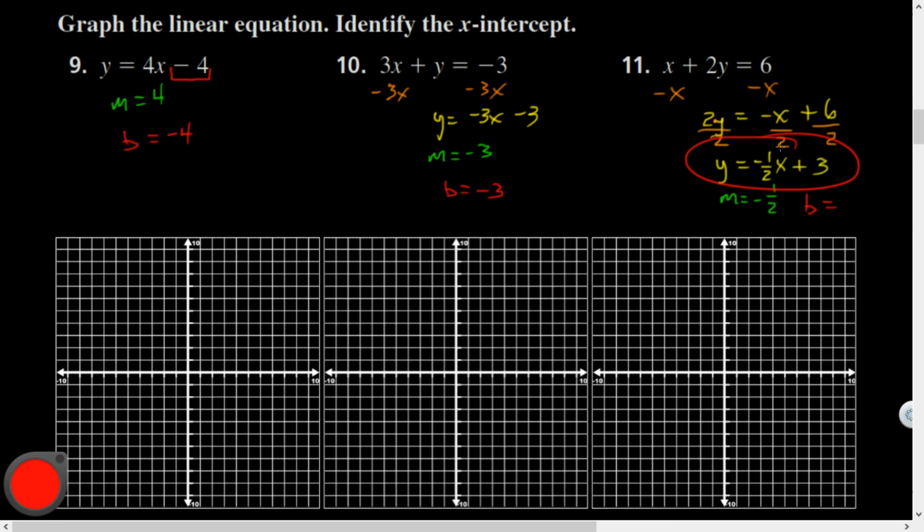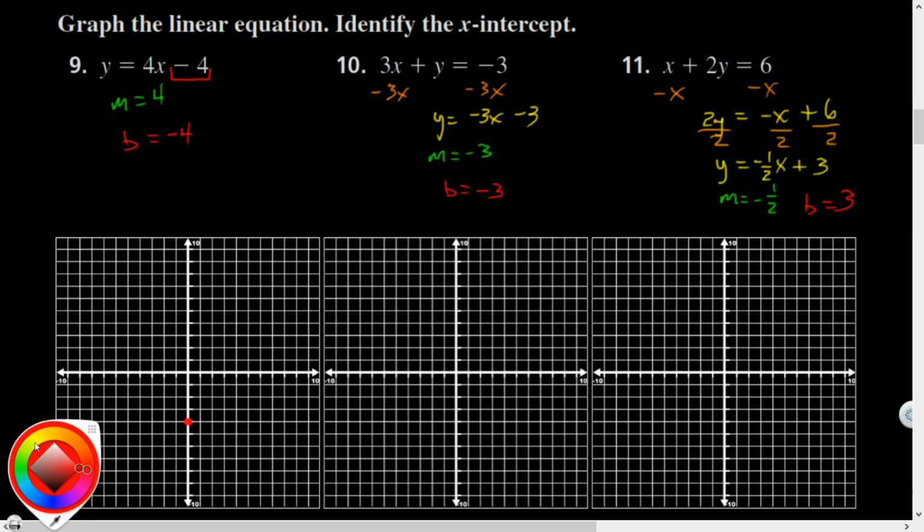Well, let's see, the slope was this, so y equals mx plus b. So what's the plus b? The 3. Yep. All right, so let's start graphing these real quick. Y-intercept is -4, so I'm going to start at the origin, go down 4. 1, 2, 3, 4. There's that y-intercept.